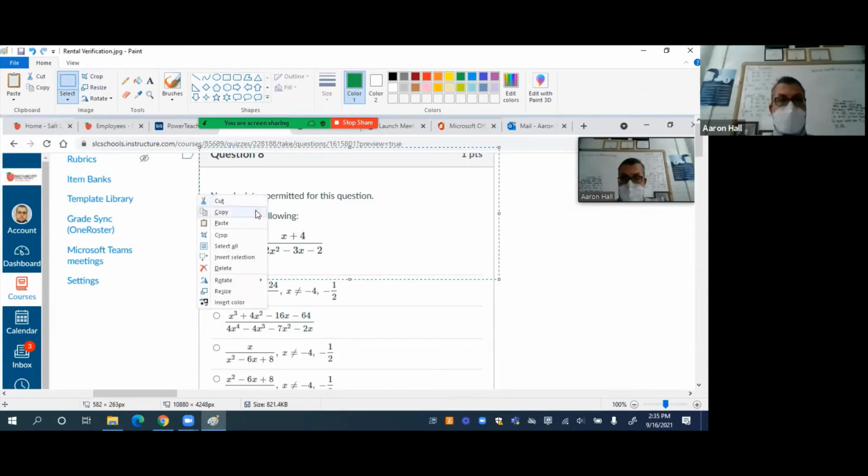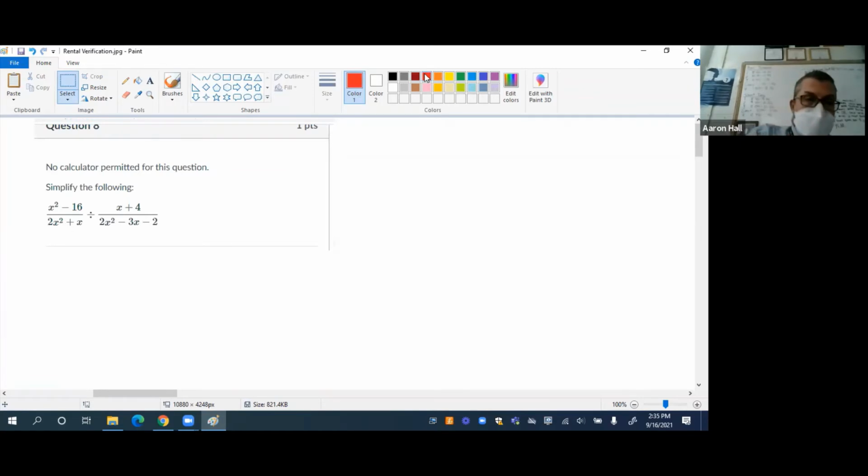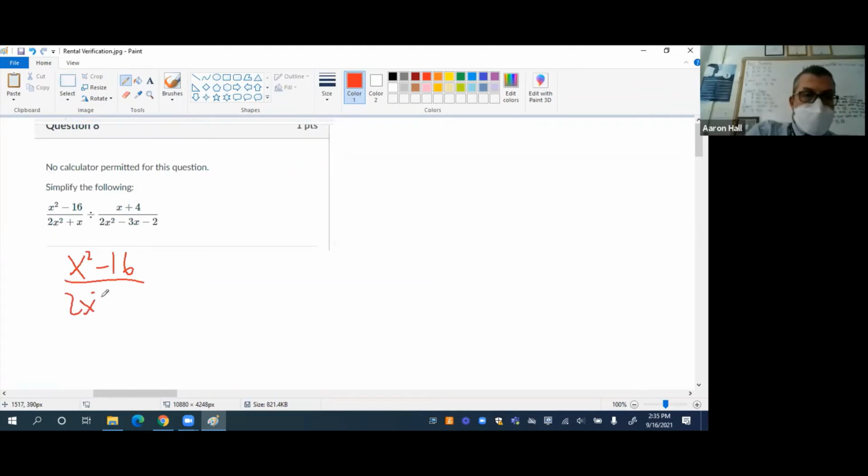Nice, okay, so I heard, is that Riley? Riley said keep, change, flip. I love it. When we divide by fractions, here's a tip. Keep, change, flip. So I have x squared minus 16 over 2x squared plus x times, keep, change, flip. And now we're flipping. And there we go. Right, now what?